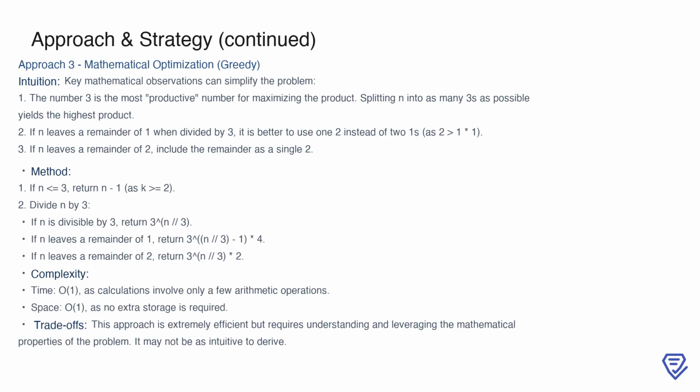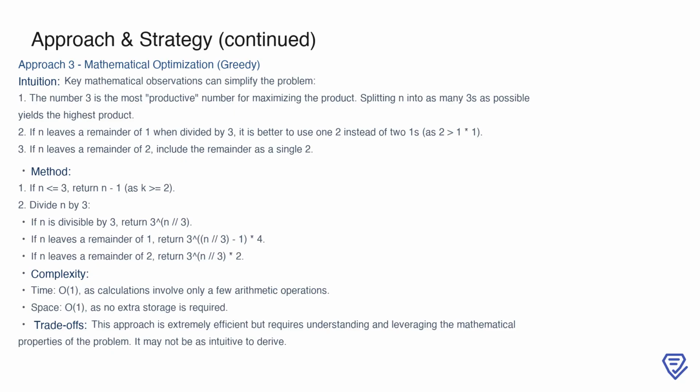A more optimal solution is derived from mathematical insights. The key observation is that the number 3 is the most productive number for maximizing the product when breaking n into parts. By splitting n into as many 3s as possible, we can achieve the highest product. There are a few special cases to handle. If n leaves a remainder of 1 when divided by 3, it's better to use 1 2 instead of 2 1s, as 2 is greater than 1 multiplied by 1. If the remainder is 2, we include that remainder as a single 2.